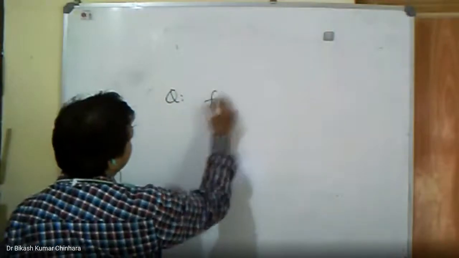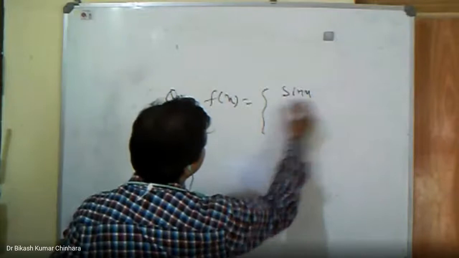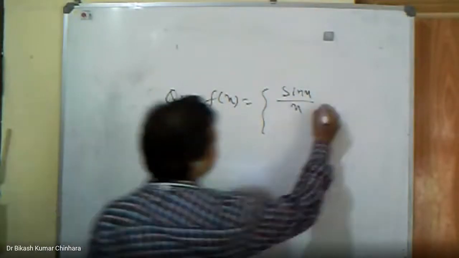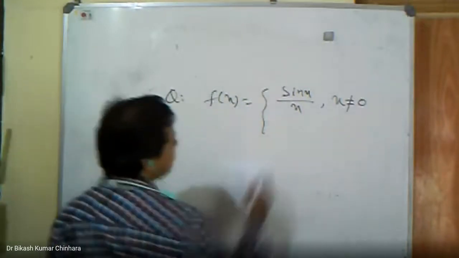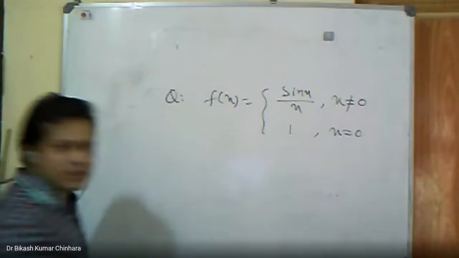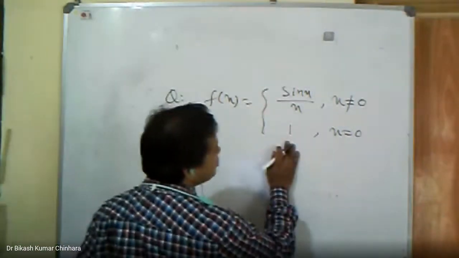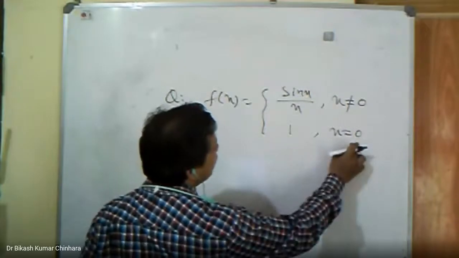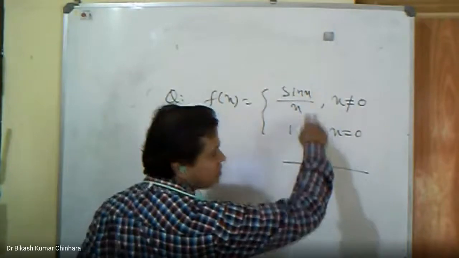Suppose I am writing f of x is equal to sin x by x for x not equal to 0, and 1 if x is equal to 0. Let us check whether it is continuous or not. Here, the point to check continuity is 0, because at 0 there is a change.